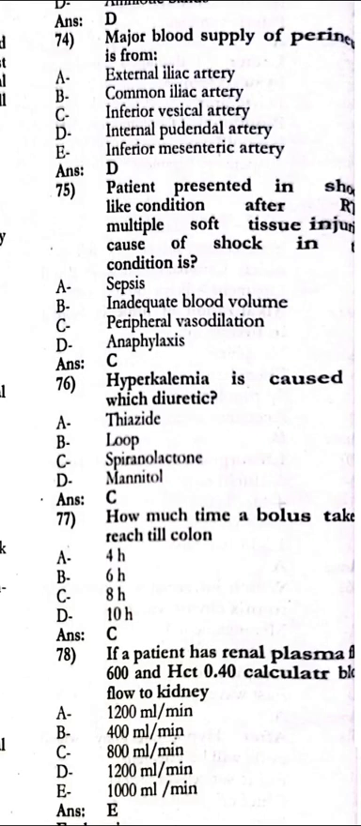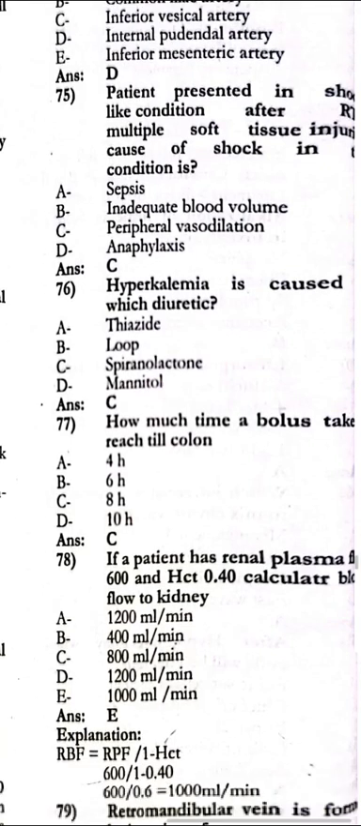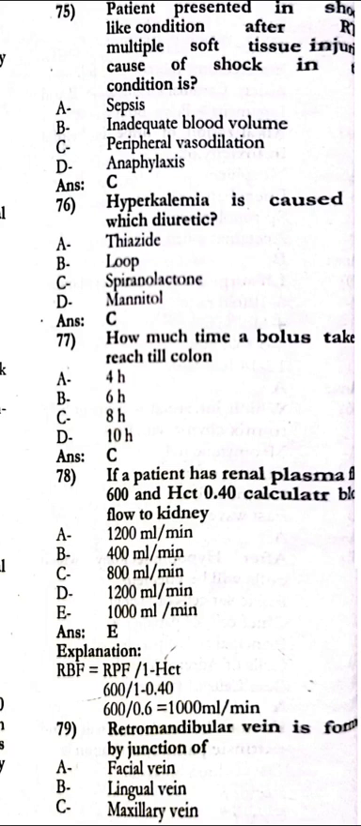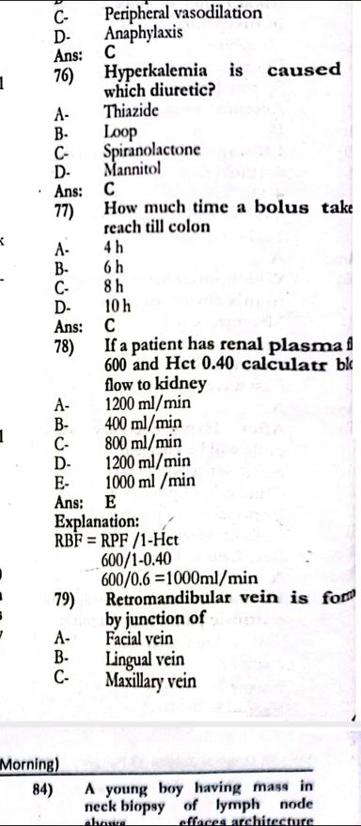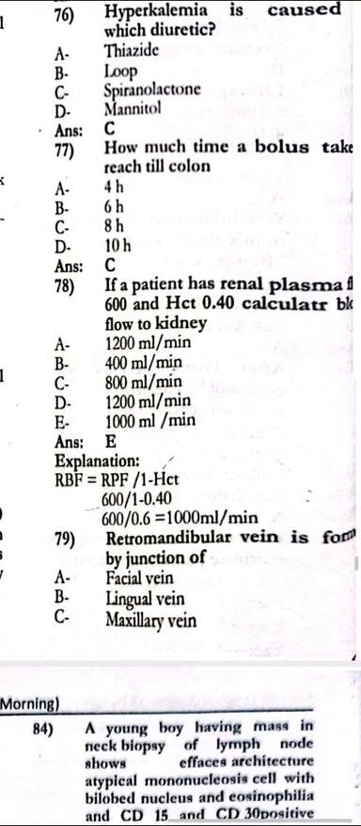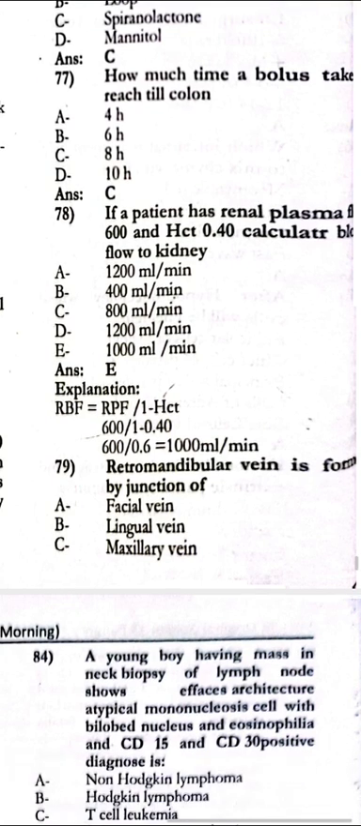A patient presents with a shock-like condition after an accident. With multiple soft tissue injuries, the cause of shock in this condition would be peripheral vasodilation. Hypokalemia is caused by a diuretic, that is spironolactone. How much time does a bolus take to reach the colon? That is 8 hours. The patient has a renal plasma flow of 500 and hematocrit 0.50. Calculate the blood flow to the kidney, that is 1000 ml per minute.